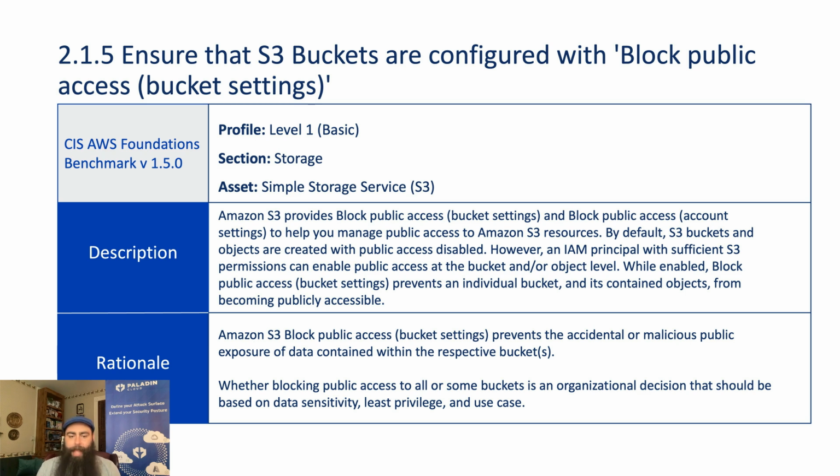The rationale is Amazon S3 block public access prevents the accidental or malicious public exposure of data contained within the respective buckets. Whether blocking public access to all or some buckets is an organizational decision that should be based on data sensitivity, least privilege, and use case. Putting sensitive data on a publicly accessible S3 bucket is a huge no-no. Don't do it. There are valid use cases for public S3 buckets, but those S3 buckets need to be clearly defined and have specific policy exceptions for why they are public.